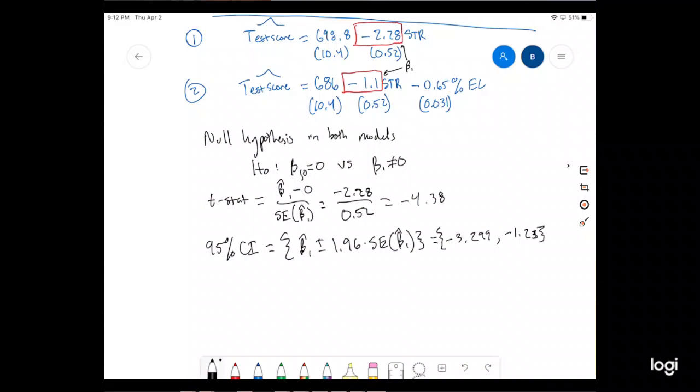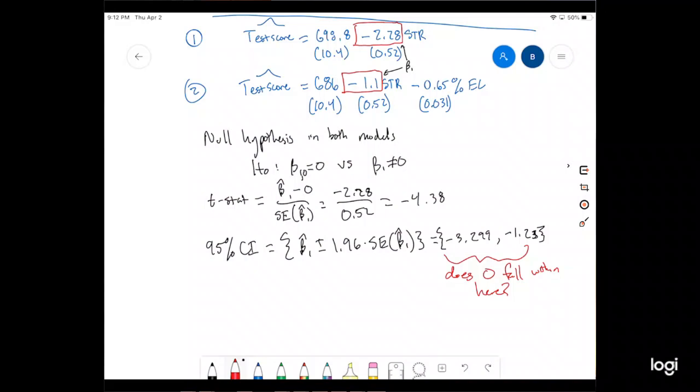So the question we should ask ourselves is, does 0 fall within this confidence interval? No. We should know that because we've also written down our t-stat. We've already rejected the null hypothesis with 95% confidence, so we know that 0 should not fall within the 95% confidence interval. But this does tell us the range of values that we cannot reject with 95% confidence.